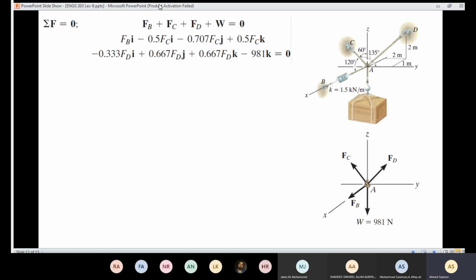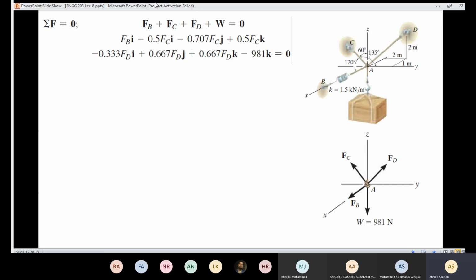So the resultant is going to equal the FB vector plus FC vector plus FD vector plus the W vector. And since the system is in equilibrium, we are going to set the equation to 0. FB represents FB i, FC represents minus 0.5 FC i, minus 0.7 FC j, and plus 0.5 FC k. Regarding FD, it represents those three terms here, and W represents that term here.